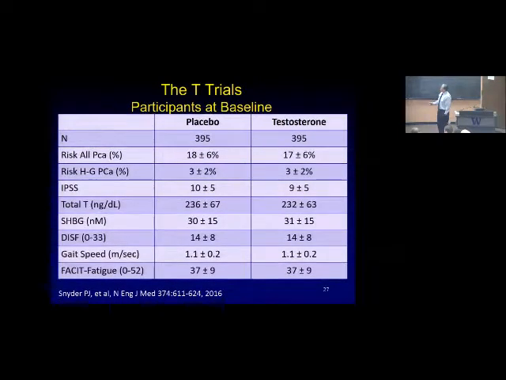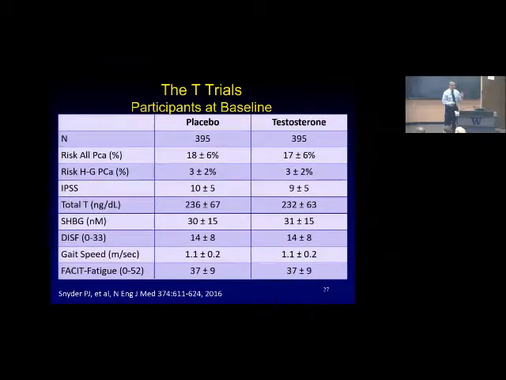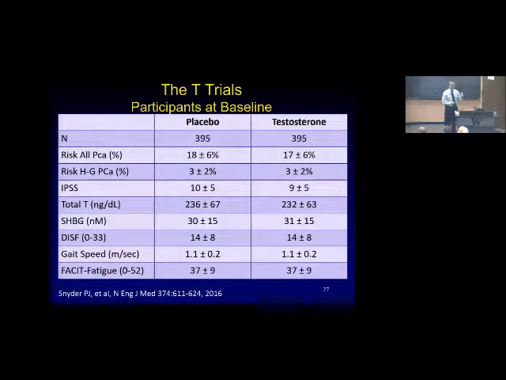Shown here in the top two lines are the risk of all prostate cancer and the risk of high-grade prostate cancer, which was extremely low, and this was on purpose. We used the prostate cancer risk calculator, which was devised by the UT Southwestern group, to make sure that we recruited individuals at low risk for prostate cancer. Again, that was the Institute of Medicine's recommendation, so it was followed quite closely.